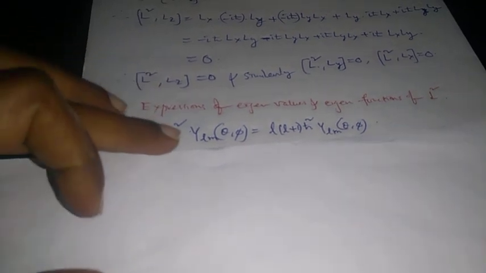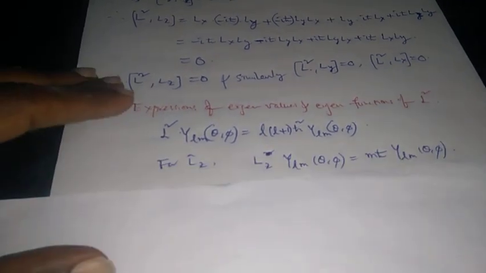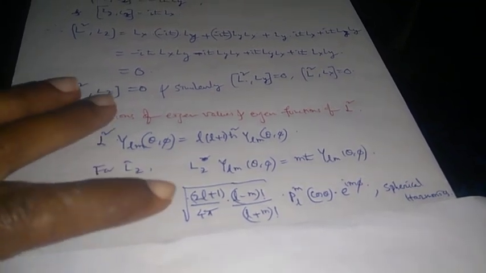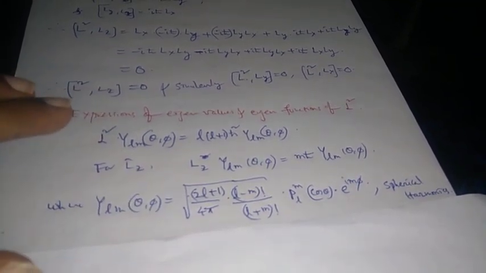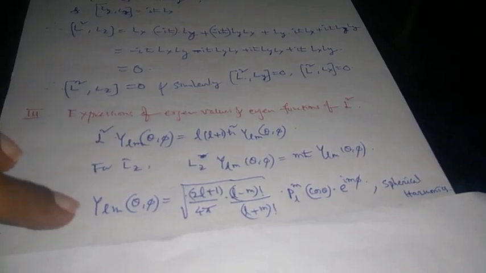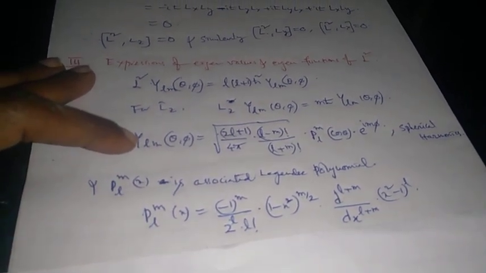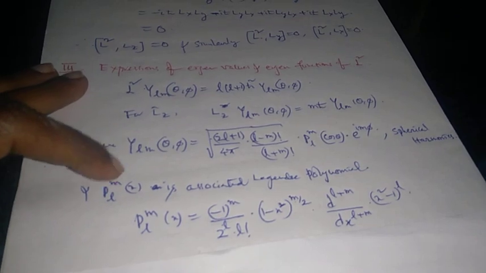The eigenvalue equation for L² can be written as L² acting on some function Y_lm(θ, φ) gives l(l+1)ħ² times Y_lm(θ, φ). And for the Lz operator, the eigenvalue equation is Lz operating on Y_lm(θ, φ) gives mħ times Y_lm(θ, φ), where these Y_lm(θ, φ) are defined like this in terms of P_lm(cos θ) functions, and these Y_lm are called spherical harmonics. And these P_lm(x) are called the associated Legendre polynomials, and they are defined like this.